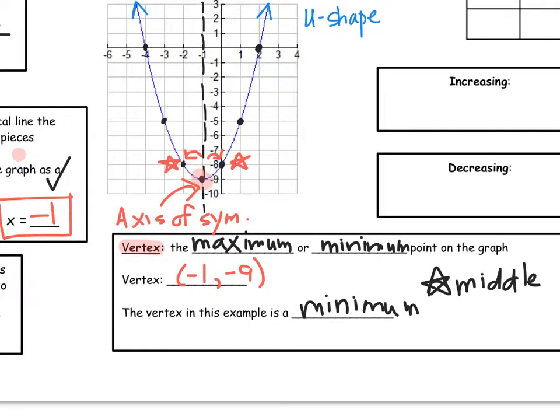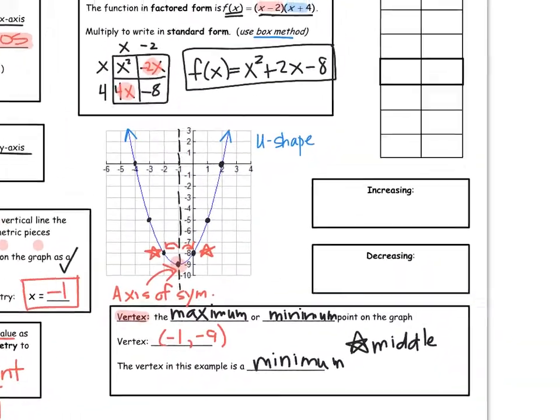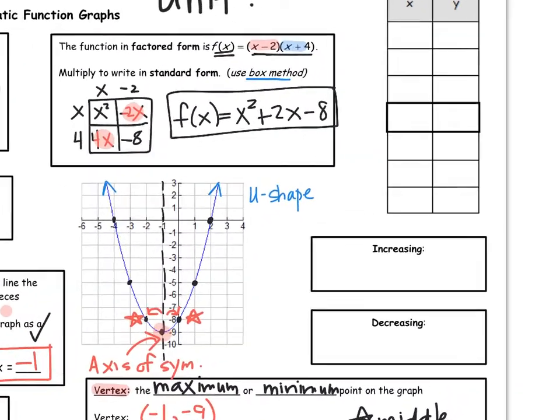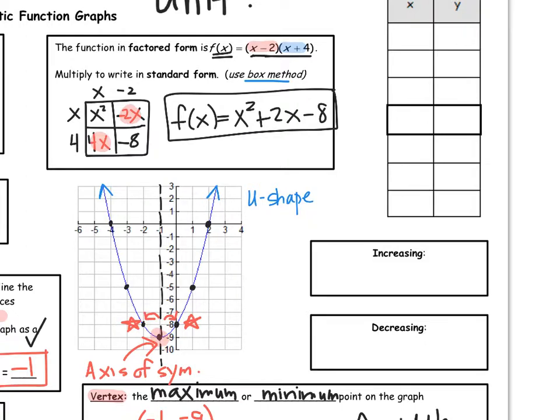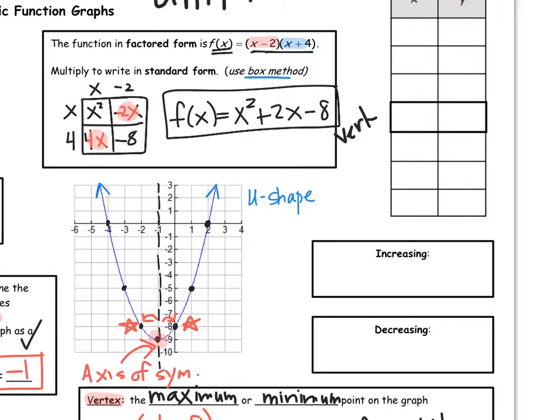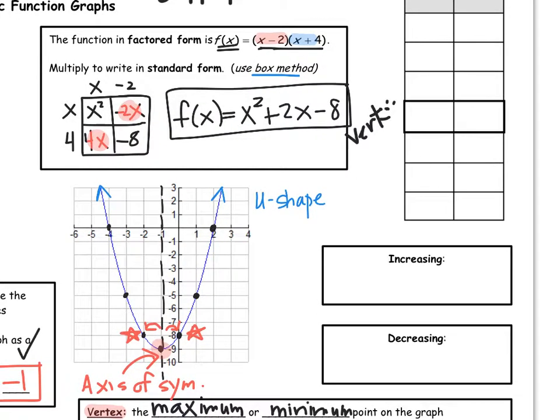All right, next I'm going to go up and fill in the table. Now, it's really important how we fill in our table. What I'm going to do first is, this is bolded right here because the vertex is going to go in the middle. Just like we said, it's the middle point. So we know the vertex is -1, -9. Now I'm going to make sure that my table goes in order. I'm going to fill in the x values first, and I'm going to make them go in order with -1 in the middle.